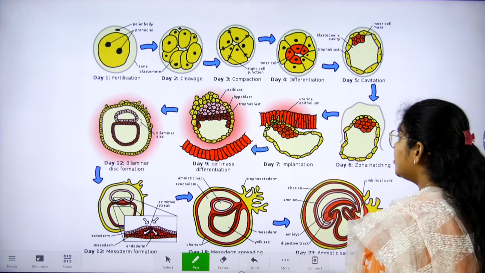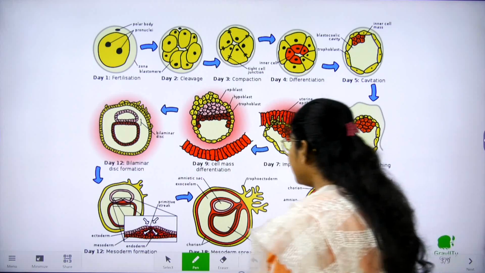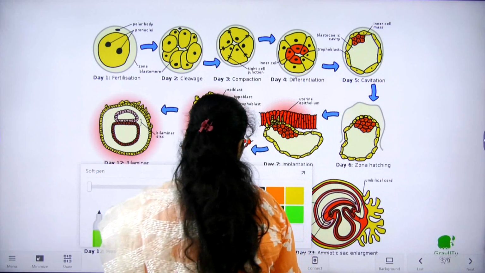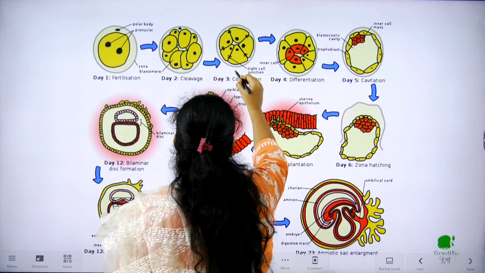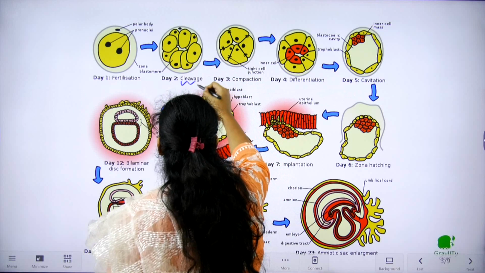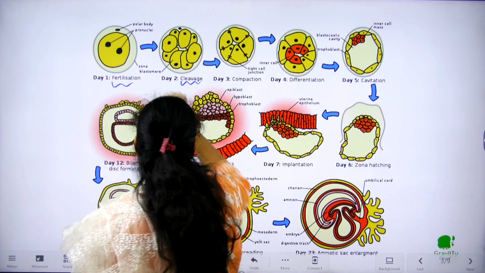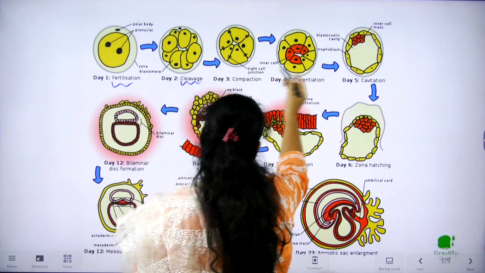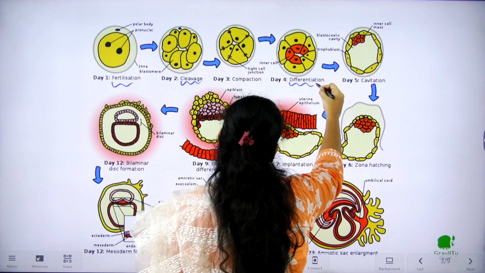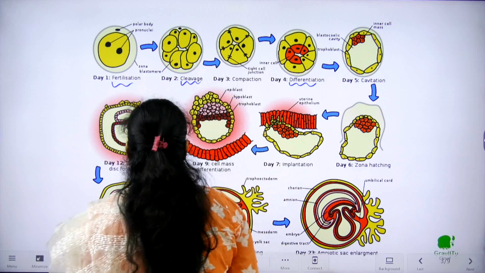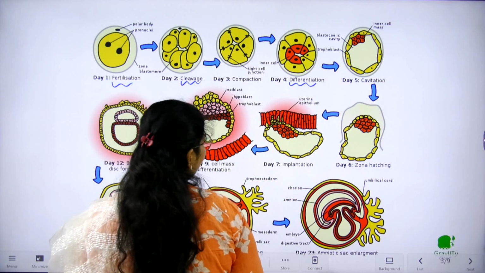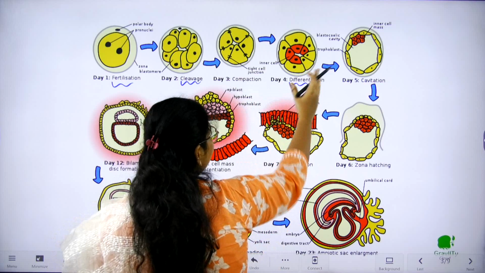There should be some image because I can't draw too many diagrams. Guys, I'm showing this image. See, till here I have explained to you. This is the morula. Day 2 cleavages. You can see Day 1 fertilization. The cells will divide and slowly they are differentiating. Guys, this is the stage of blastocyst. Now the blastocyst has acquired a space inside.